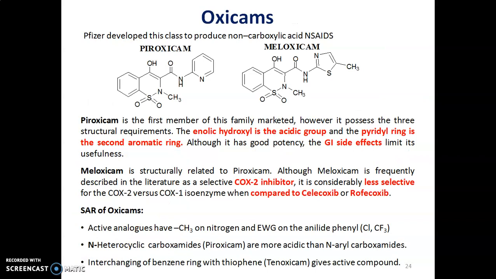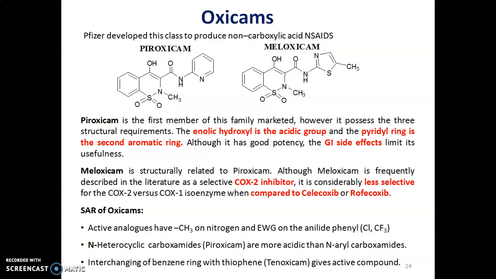Further, we have the other class, that is Oxicams. Example is piroxicam and meloxicam. Pfizer developed this class to produce non-carboxylic acid NSAIDs. Piroxicam is the first member of this class. The enolic hydroxyl is the acidic group. Pyridyl ring is the second aromatic ring which is present in this class of drugs.